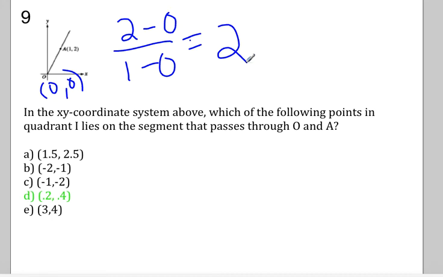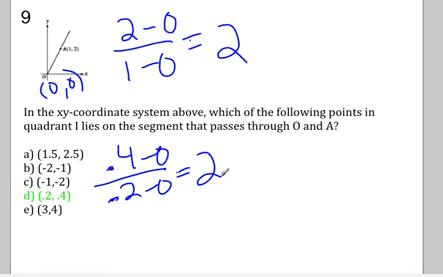So you got to figure out, and again, I would use the origin for all of these points, which one is also going to have a slope of 2 if it's really going to be on that line. So you can plug in all of these ones. 2.5 minus 0 over 1.5 minus 0, it's not 2. Negative 1 minus 0 over negative 2 minus 0 for part B doesn't work. The only one that does work is D. So if you had 0.4 minus 0 over 0.2 minus 0, that's the same thing as 2. So the answer is D, (0.2, 0.4).